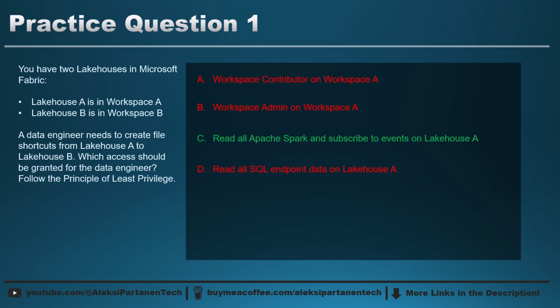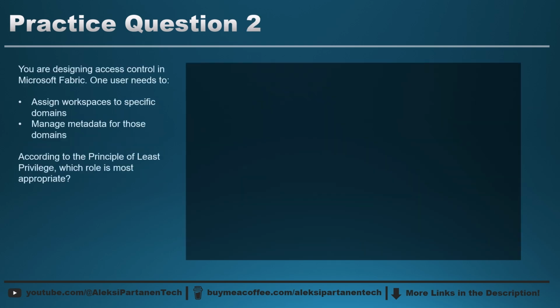Let's have another question. You are designing access control in Microsoft Fabric. One user needs to assign workspaces to specific domains and manage metadata for those domains. According to the principle of least privilege, which role is the most appropriate? A. Workspace admin, B. Domain admin, C. Domain contributor, D. Domain member. Now think about the answer for a moment and pause the video. I will reveal the answer in 3, 2, 1.